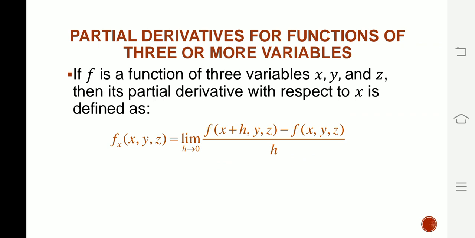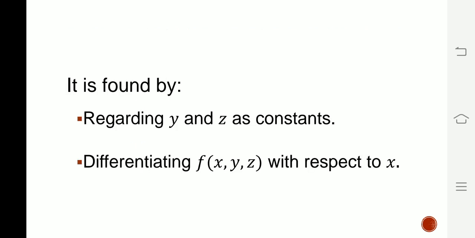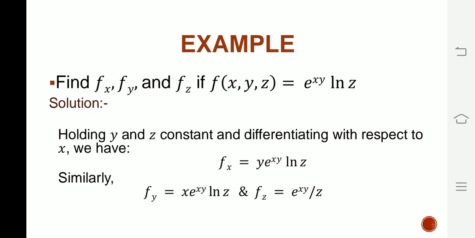Partial derivatives for functions of 3 or more variables. Suppose there are 3 variables, say x, y and z. We have to take the partial derivative with respect to x. We write it as fx(x, y, z) is equal to limit h tends to 0 of f(x plus h, y, z) minus f(x, y, z) upon h. It is found by regarding y and z as constants, differentiating f with respect to x.